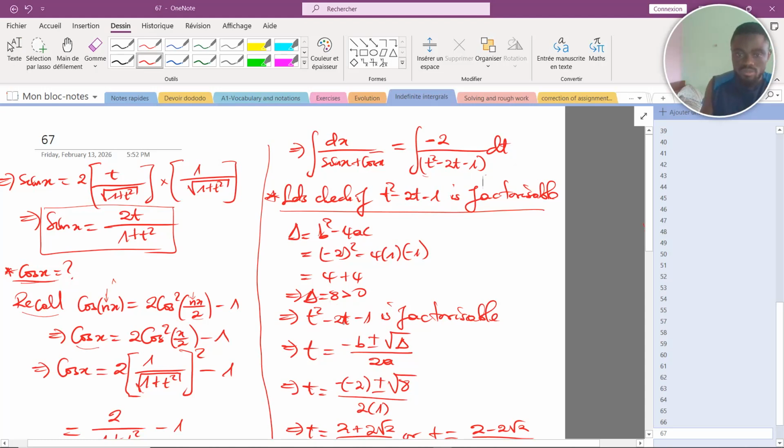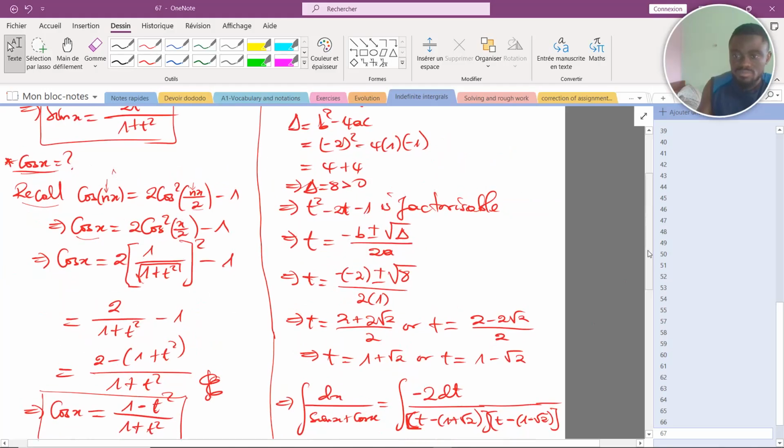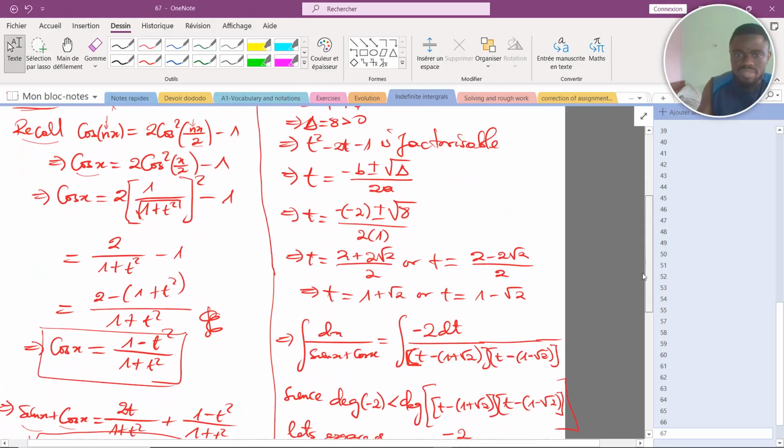So t squared minus 2t minus 1 is factorizable. I then calculate my t from the quadratic formula: t will be minus b plus or minus root delta, all over 2a. Is that okay? From there, t equals minus, there's a minus outside, our b is minus 2, plus or minus root 8, all over 2 times our a, which is 1.